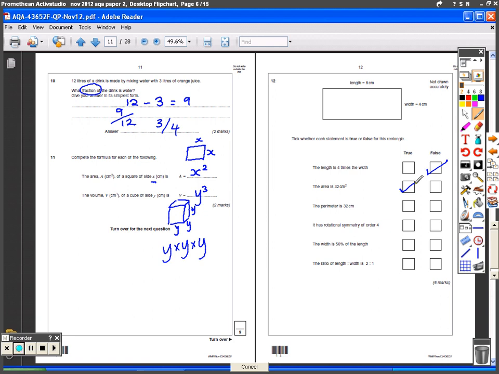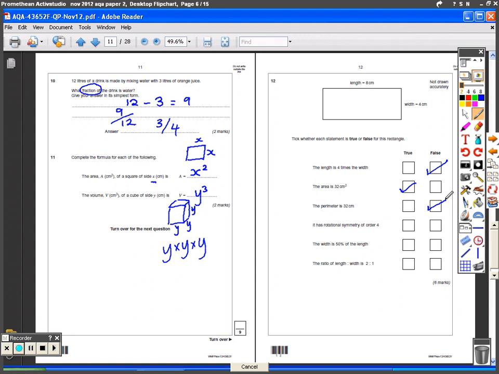The perimeter is 32. For perimeter, you add all the sides of a shape together. So in this case, it would be 8 plus 8, which is 16, 4 plus 4, which is 8, and 16 plus 8 gives us 24. So that one there would be false.